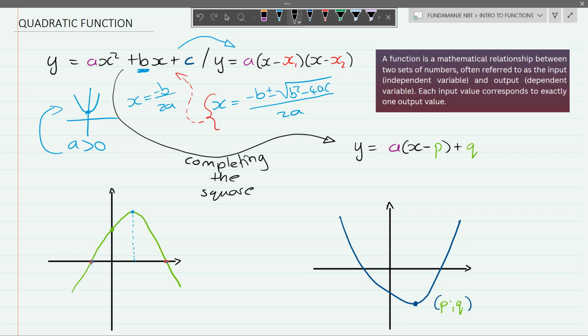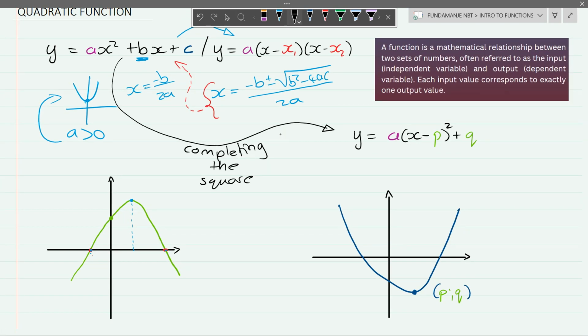So by completing the square, we end up with this format over here, where again a still represents the shape of the graph, but here I forgot the square, but we still have these new additions. So we have minus p and we have plus q on the function format. And we see over here on the drawing that p and q correspond to the x and y values of our turning point.